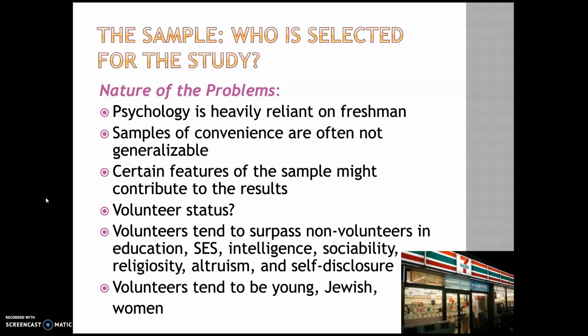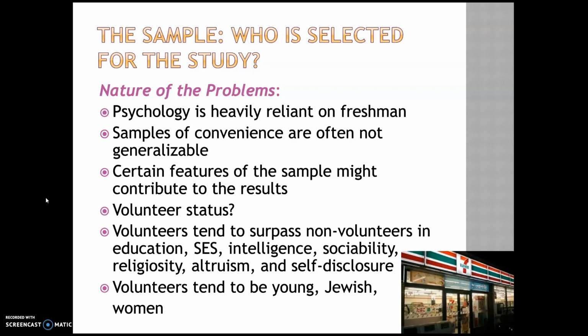The sample. This is a big one. You have to make sure you get a good representative sample. I already used that term in a previous lecture, but make sure you remember this. Representativeness, right? Obviously, a lot of psychological research is reliant on freshmen college students, right? And they are samples of convenience. I would remember that phrase, samples of convenience, a convenient sample, right?